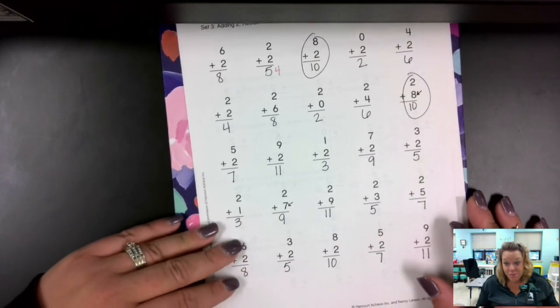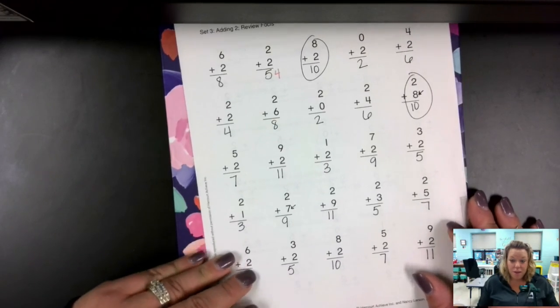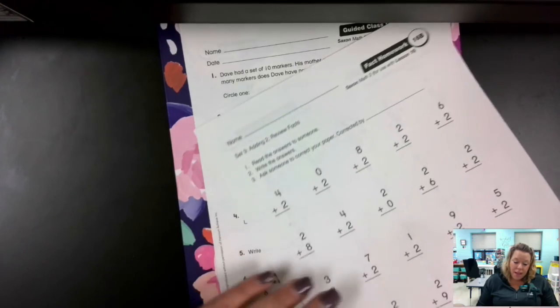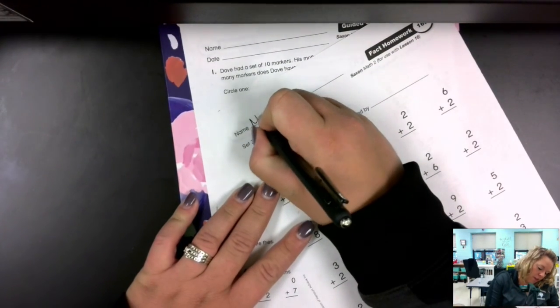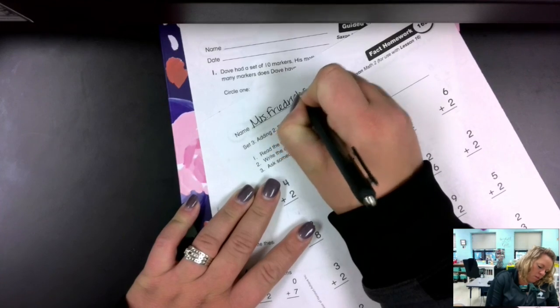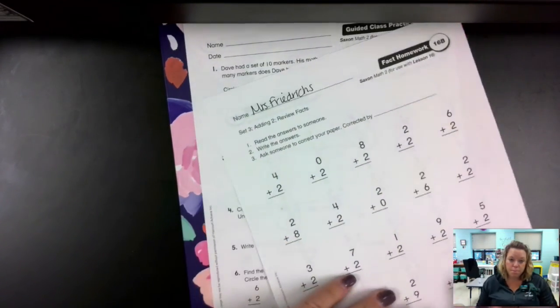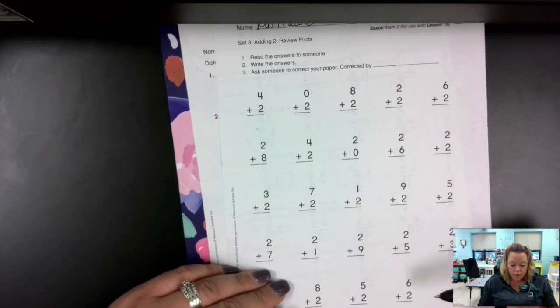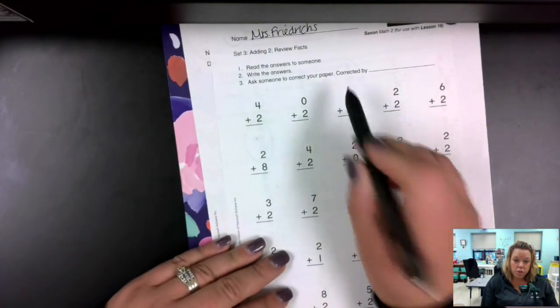It's okay if you got some wrong. That's how we learn and how we get better. So don't worry if you got some wrong. On the back side, make sure that your name is on it right away. Let's put it on before we even continue with our math. Okay, name is on your paper. So you're gonna go ahead and read the answers, write the answers, and then ask someone to correct your paper.